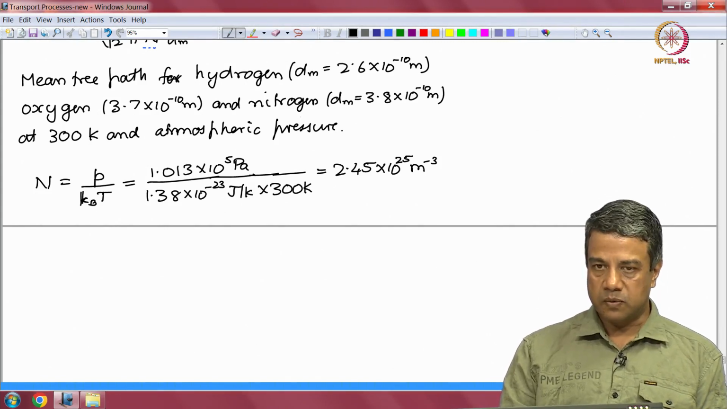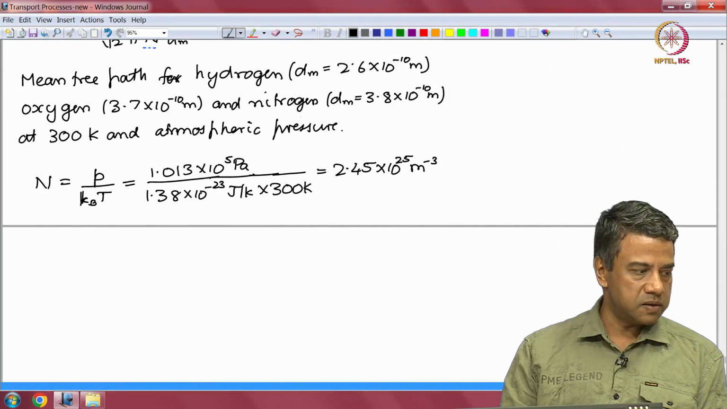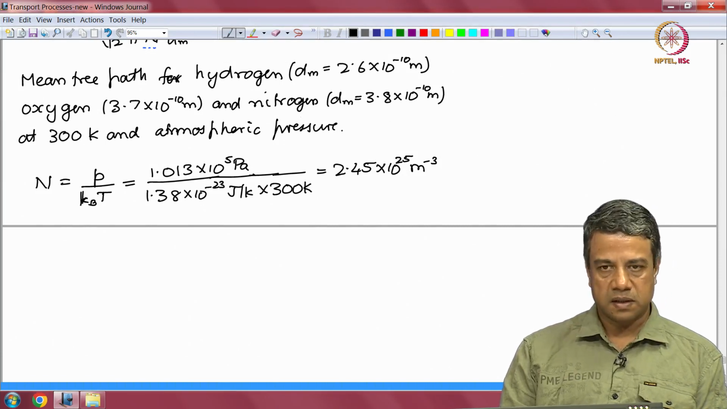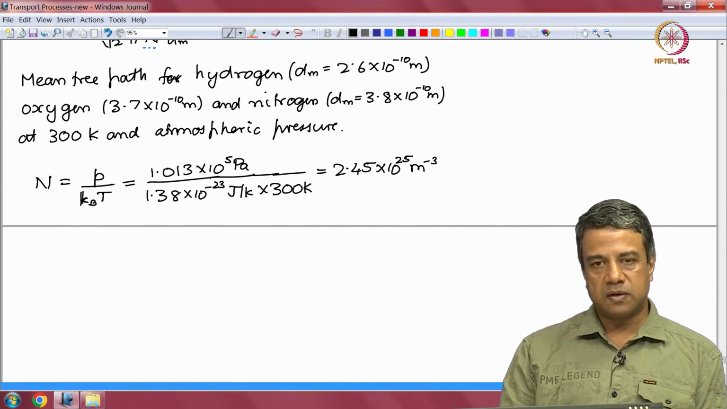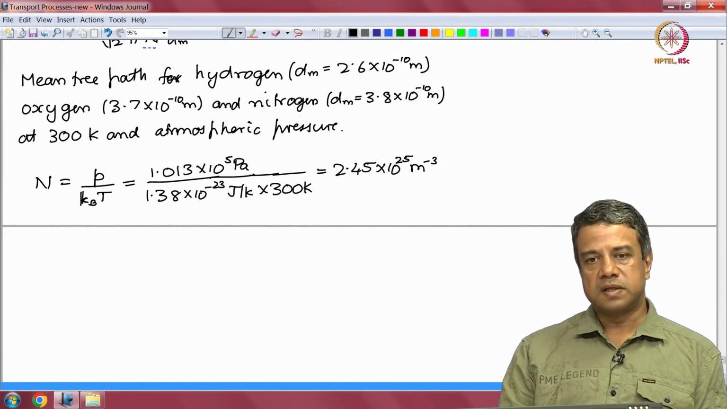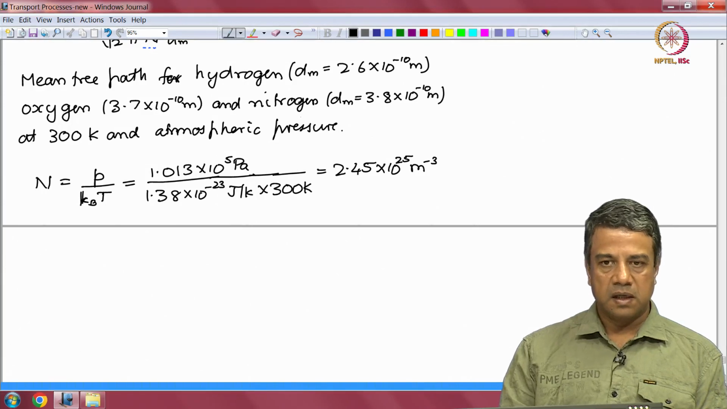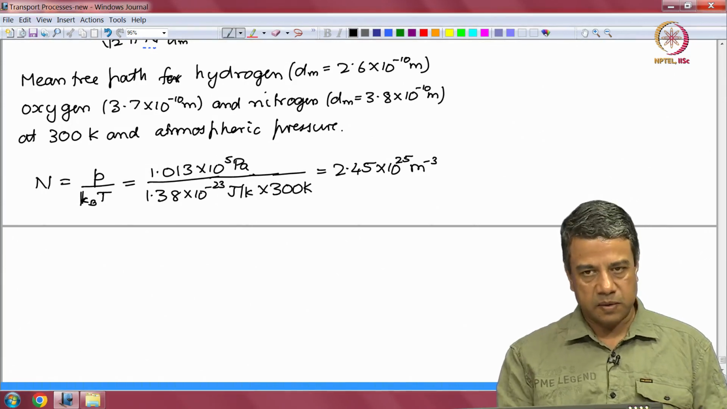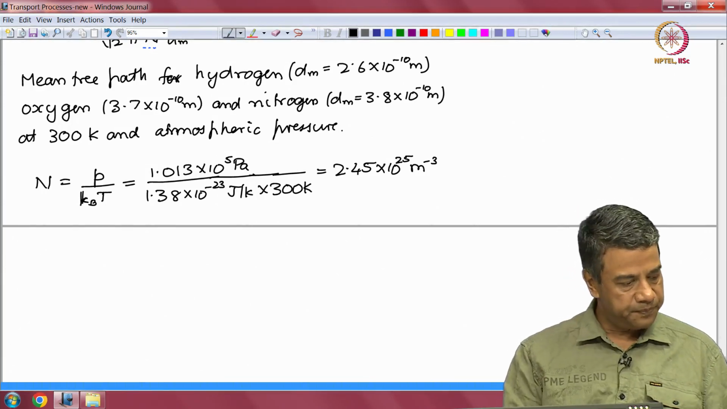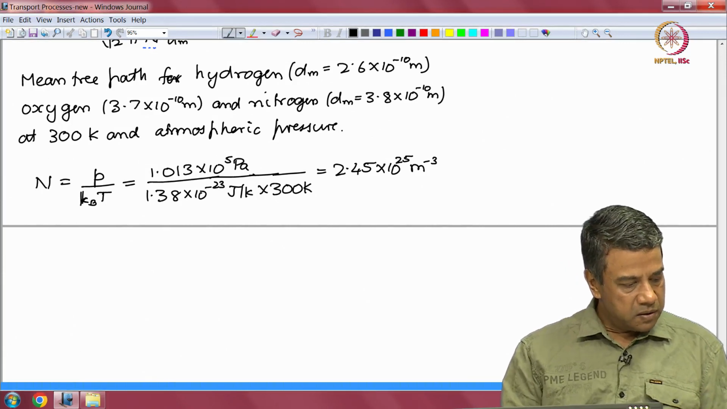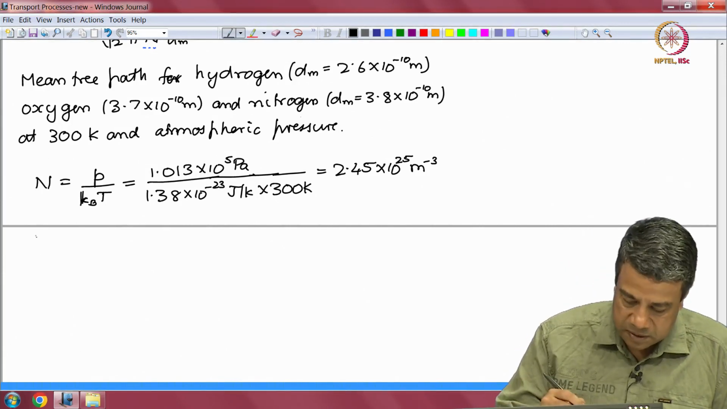This is the same whether it is hydrogen, nitrogen or oxygen. It does not matter. The number of molecules per unit volume is independent of the type of molecule in kinetic theory of gases. It depends only upon the pressure and temperature. So, this is the same. Using this we can calculate the mean free path.